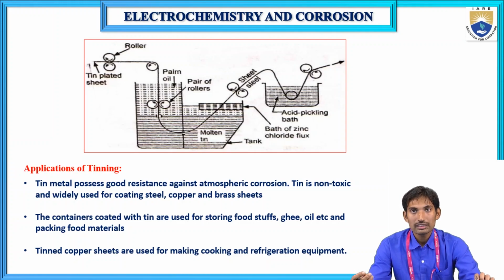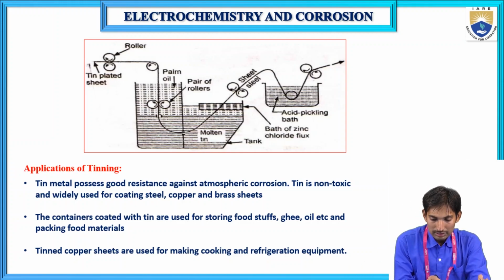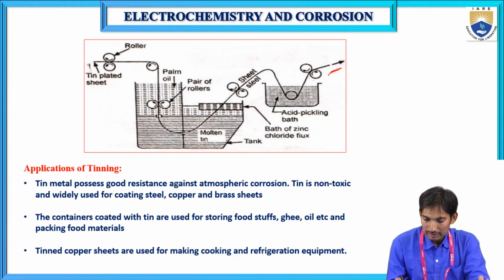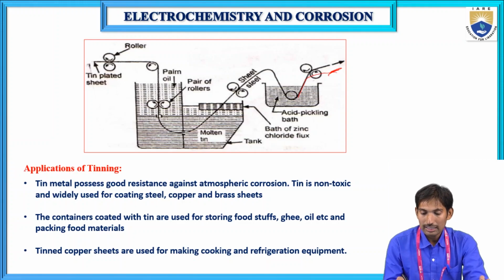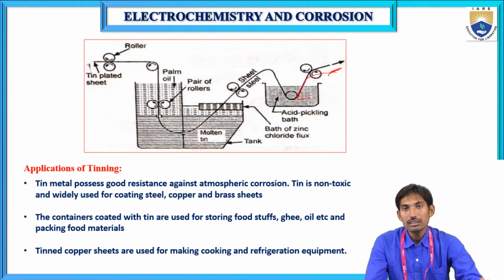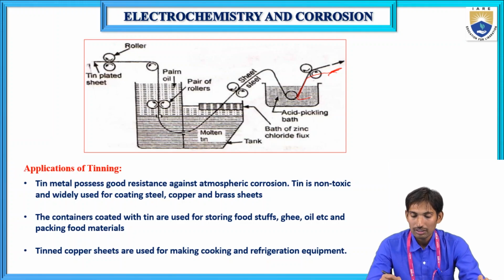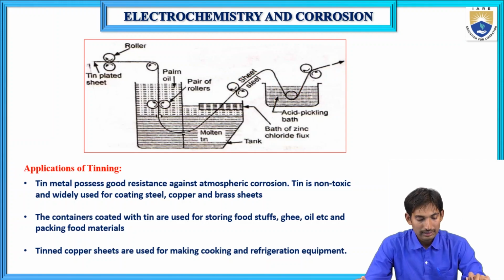What is the acid we have to use in pickling? Dilute H2SO4 is the acid we have to use for the pickling process. See, these are iron sheets. We have to send them into the acid pickling bath. For pickling purposes, we have to send our iron sheets into this dilute H2SO4 solution. Then we have to immerse into the tinning process.